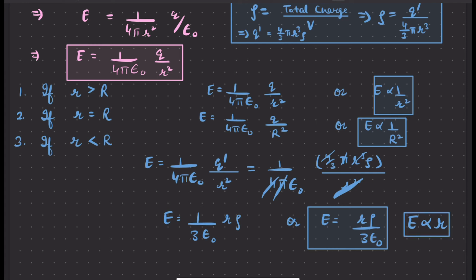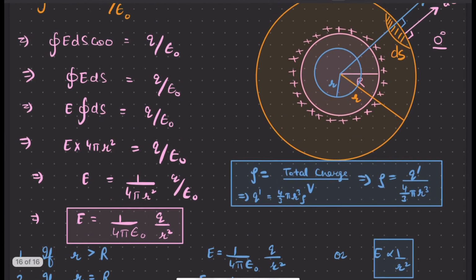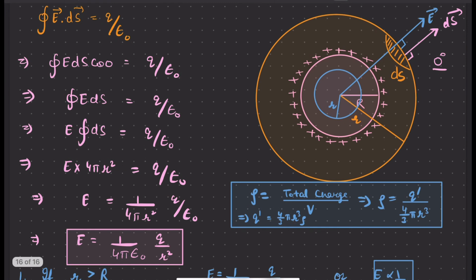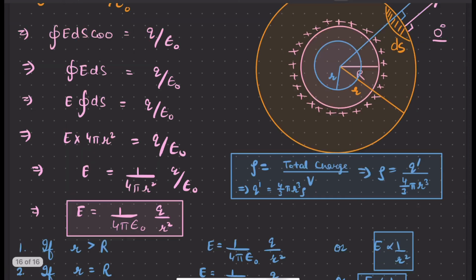until r becomes equal to the capital R, that is the radius of the solid sphere. So in case of this solid sphere, we can see that electric field intensity keeps on increasing until we reach the value of capital R, the radius of the solid sphere, and it will reach the maximum value at the radius capital R, and after that it will start decreasing as per the inverse square law.